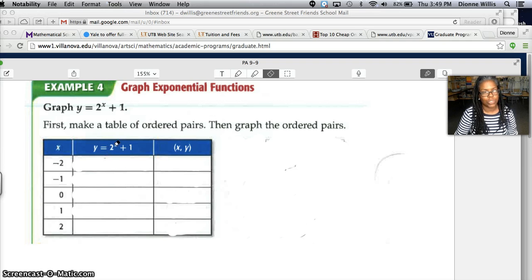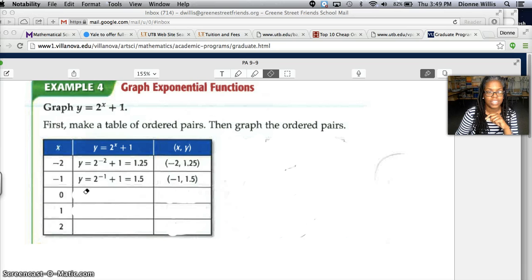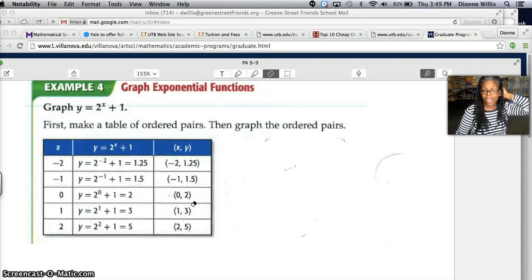Well, 2 to the -2 power is really 1 over 2 to the 2nd power. And if 1 over 2 to the 2nd power is what we're calculating, that's just 1/4. 1/4 plus 1 gives me 1 and 1/4, or 1.25. So when we plug in a -2, we get 1.25. If we continue with that reasoning and logic, plugging in x values and calculating the corresponding y values, we would end up with the set of points that we see here.